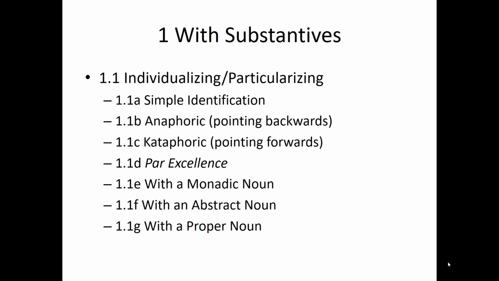So under the heading of the individualizing article, the particularizing article, we'll look at these uses. Simple identification, anaphoric, the pointing back type of article, kataphoric, the pointing forwards type of article, par excellence. This is when the article is used with a word that's either the best of its class or the worst of its class. The article with a monadic noun, a one-of-a-kind type of noun, like sun or moon. Sometimes the article occurs with an abstract noun. And then also, sometimes the article will occur with a proper noun. So we'll look at all of these categories.